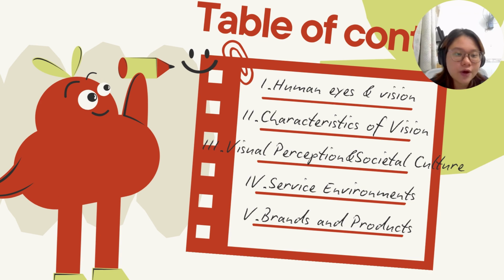In total, we have five main segments. The first one is human eyes and vision. Secondly, the characteristics of vision. The third one is visual perception and cultures. The fourth is the service environment, how vision influences the service environment, and lastly, how vision influences the brand and product. Let's dive into the first one, which is human eyes and vision.